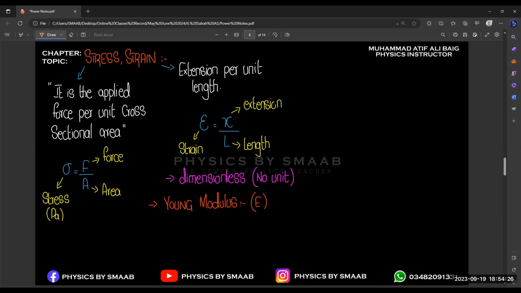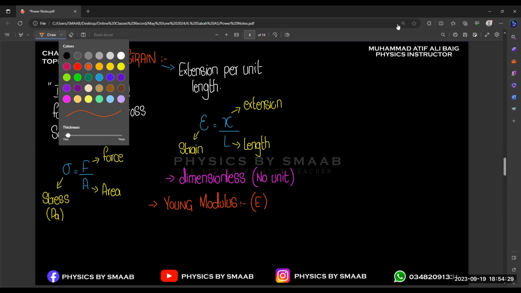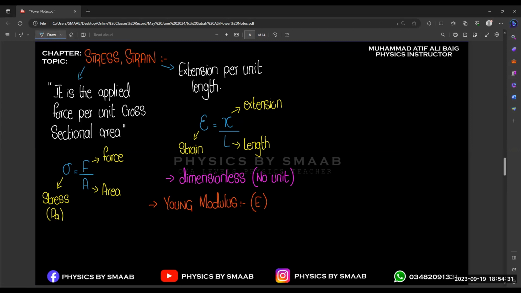And we represent Young modulus with the symbol E. If we simply define the Young modulus with reference to the formula, it will be equal to stress, or tensile stress, divided by the tensile strain. Stress will be sigma and strain will be epsilon.